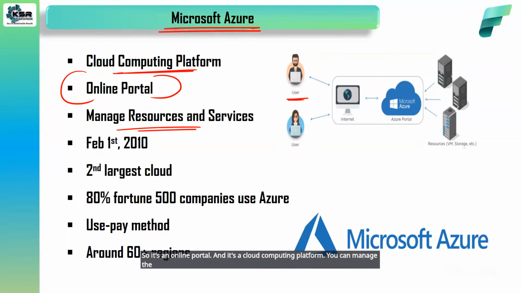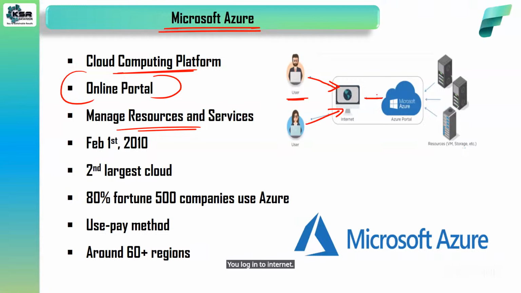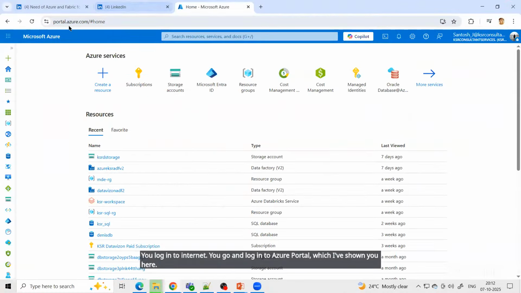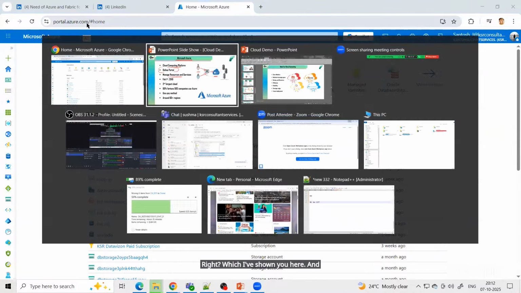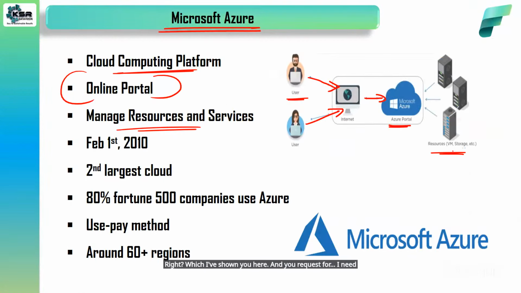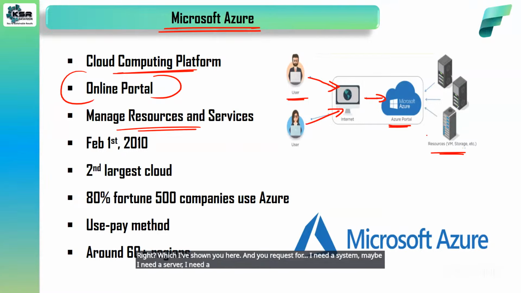For example, this is you. You log into internet. You go and log into Azure portal, which I've shown you here, right? And you request, I need a system, maybe I need a server, I need a storage space. You request them. That's it. And they will give you.